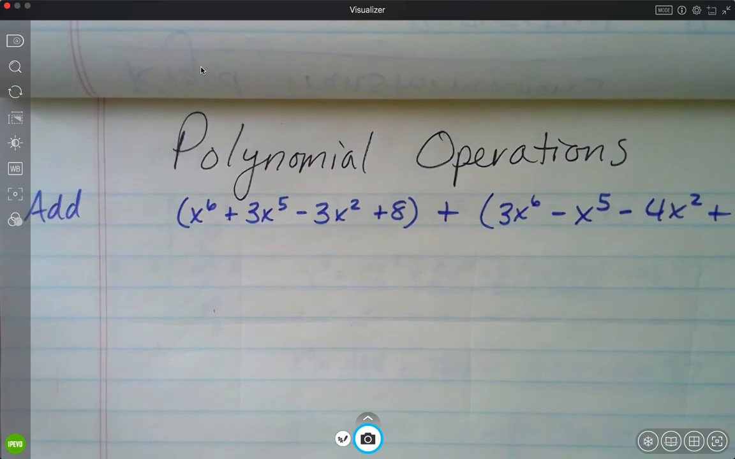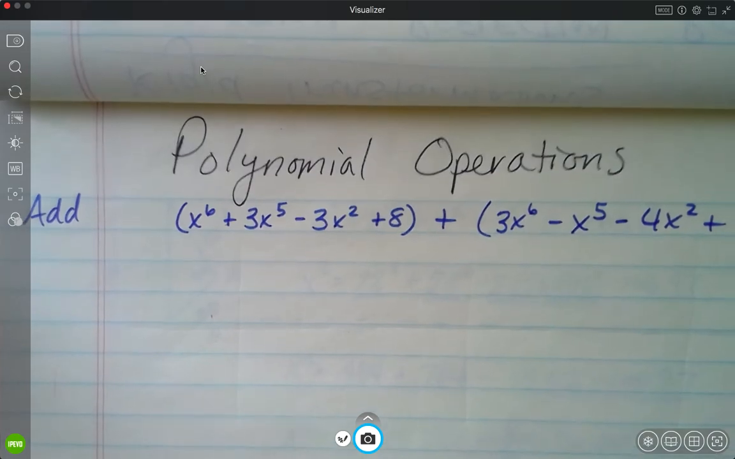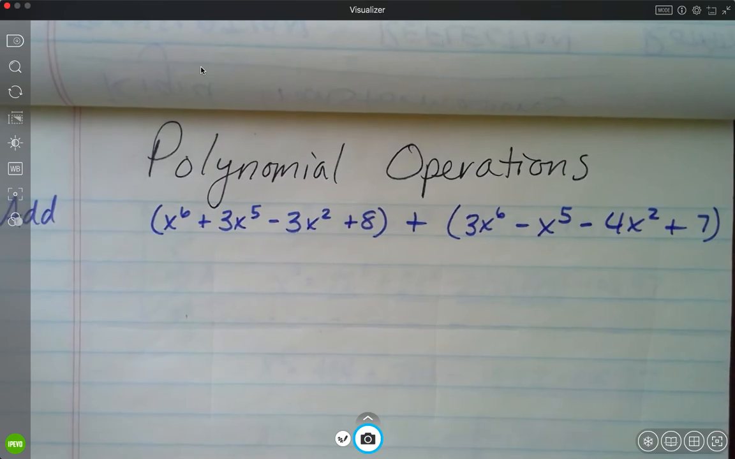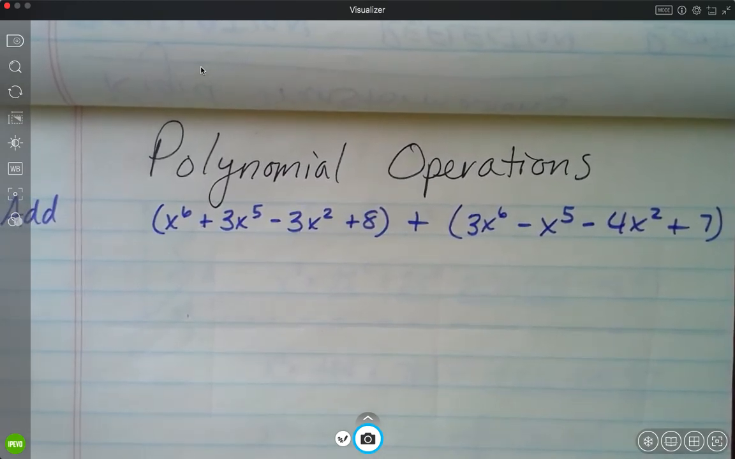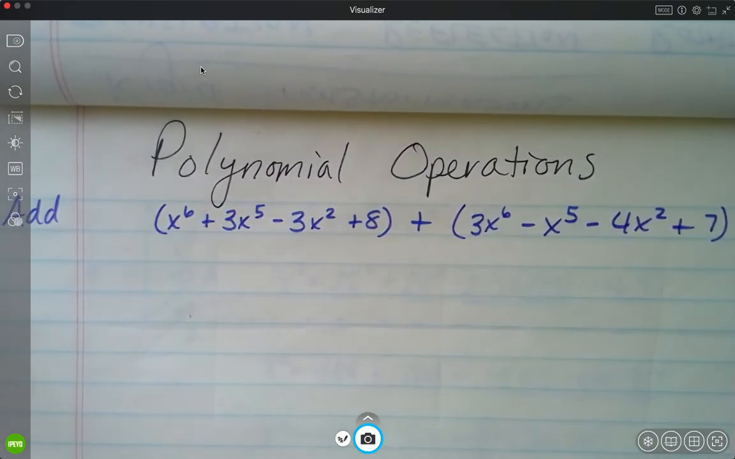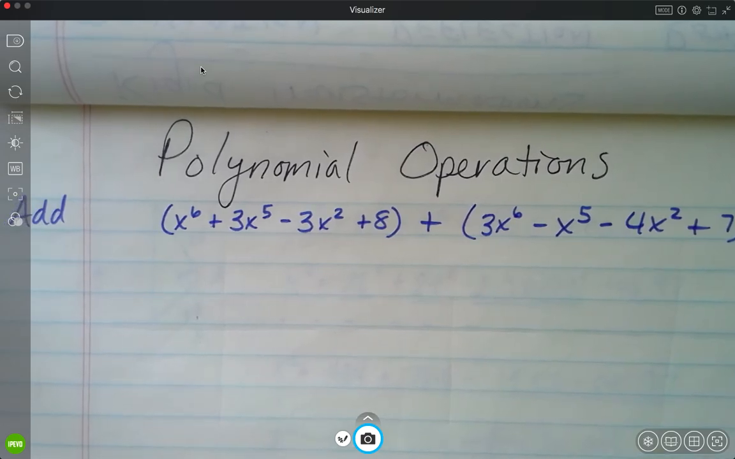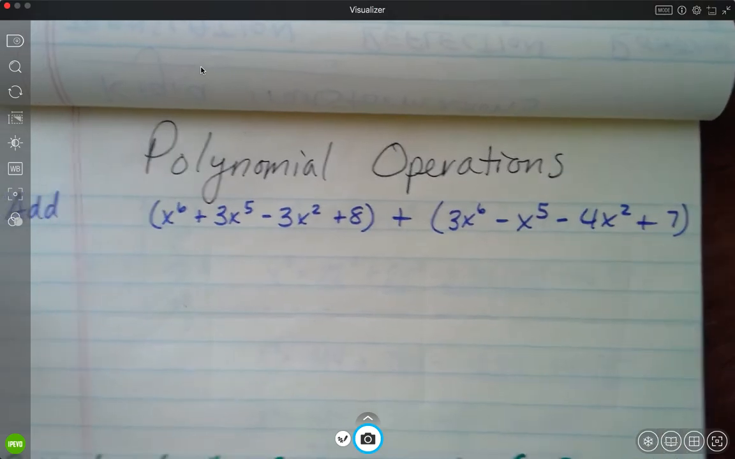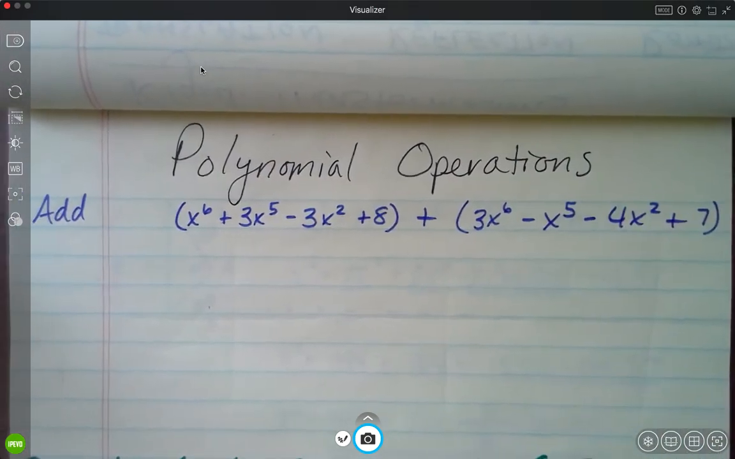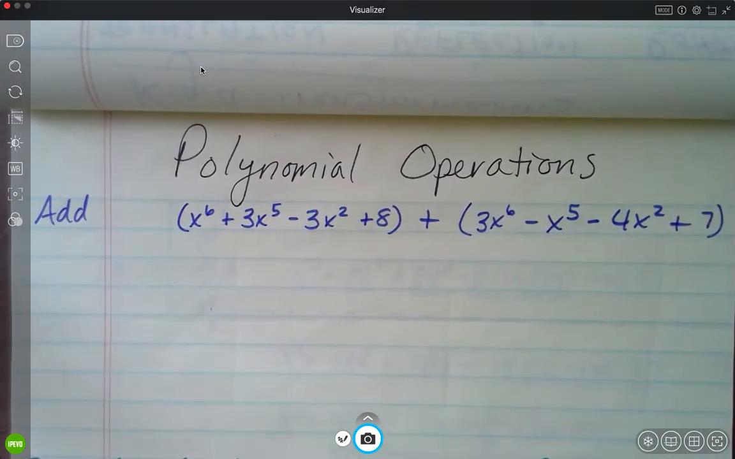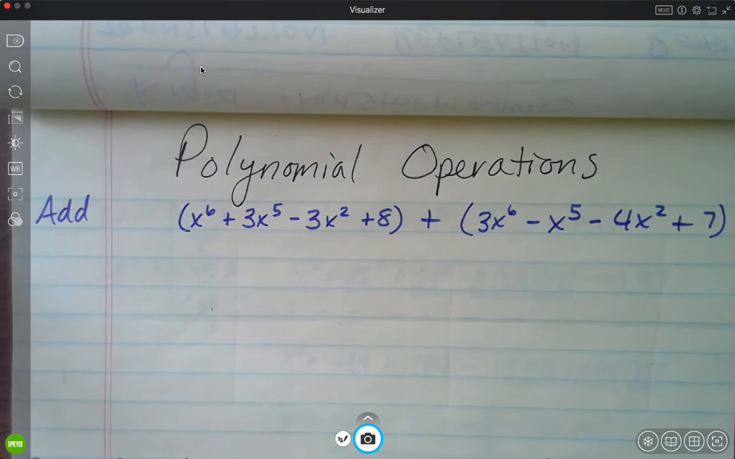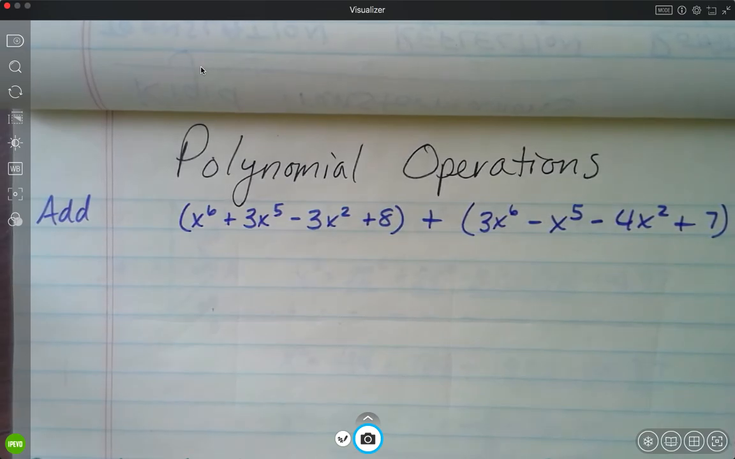All right, our next concept here for Algebra 2 is polynomial operations. So we're going to be looking at adding and subtracting and multiplying polynomials. We are going to take a look at division later. That's going to be a separate topic, a little more tricky than these first ones. So first thing we're going to look at is when we have to add two polynomials.